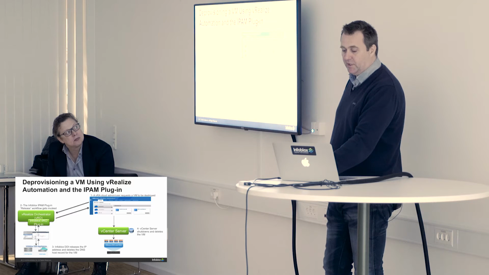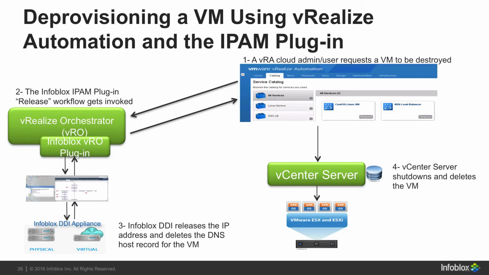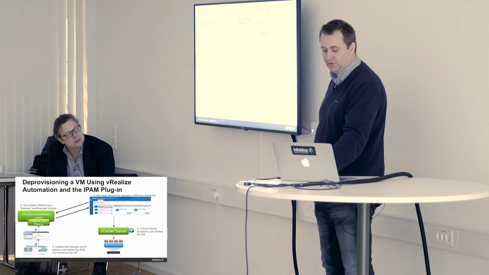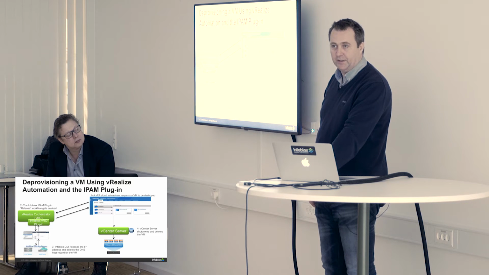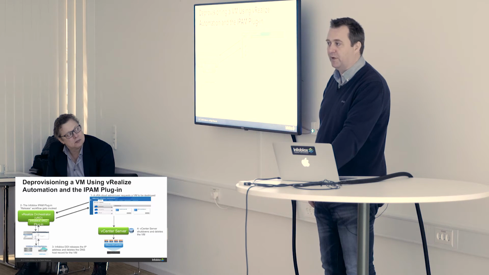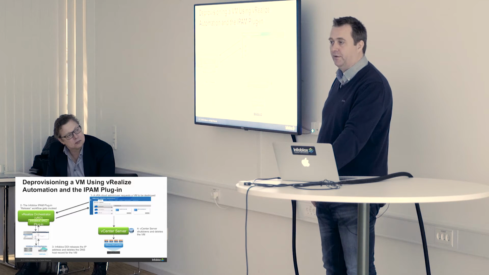So deprovisioning is then the opposite way. When in the cloud admin guide the VMware machine is destroyed, the plugin goes to the Infoblox and cleans up the records so they are available again for the next use.